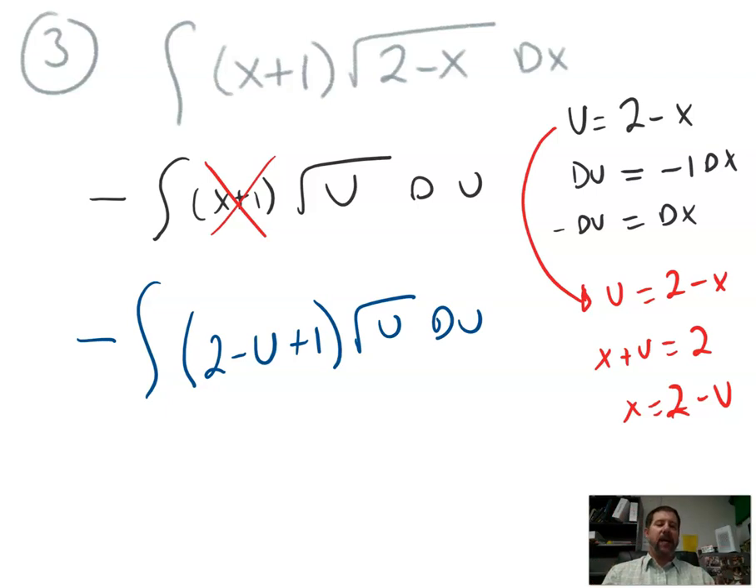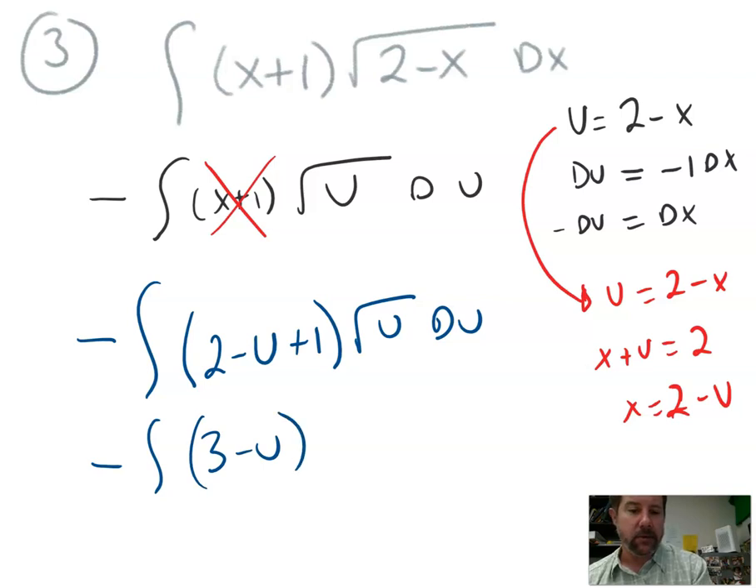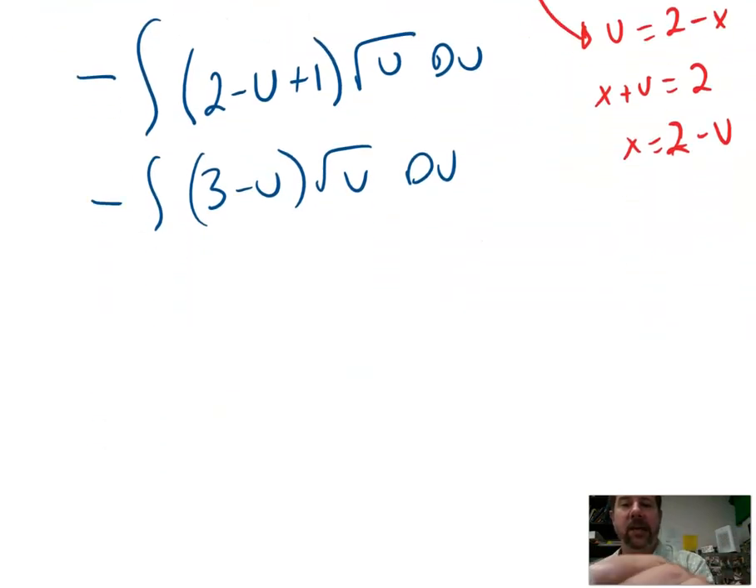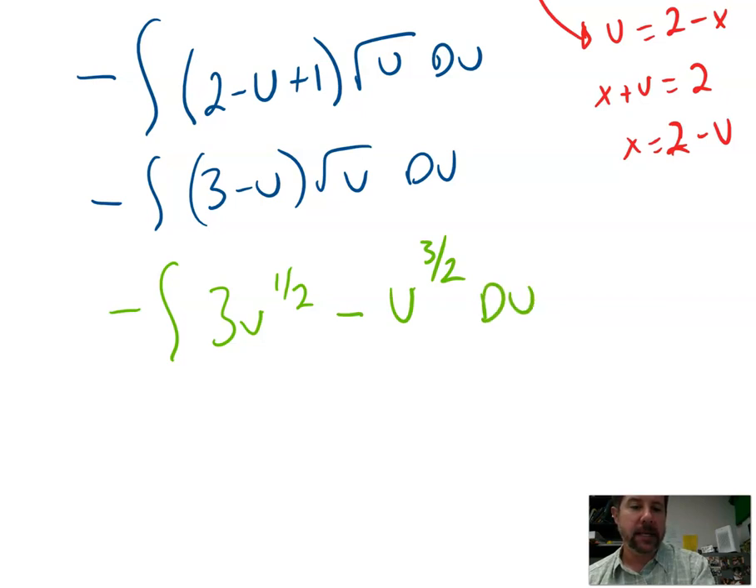But don't start integrating until you have everything in terms of one variable. Okay? All right. I might even now take this and again simplify a little bit. Negative integral 2 plus 1 is, this is really 3 minus u root u du. And then just like on the last problem, what you might want to do is take that and distribute that u to the 1/2, or the square root of u. So negative integral 3u to the 1/2 minus u to the 3/2 du.